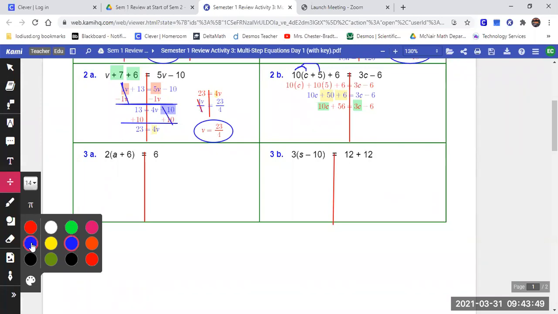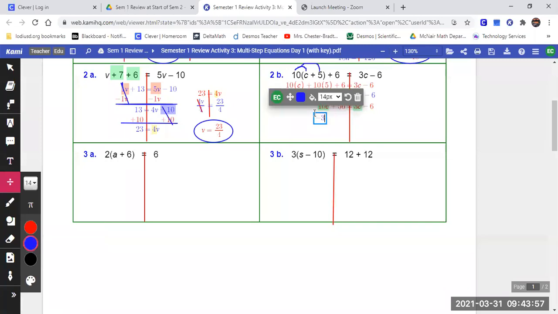How would we zero out a positive 3c? By subtracting 3c from both sides, exactly. Minus 3c on the left side and the right side. Because whatever we do left, we have to do right, which is the purpose of the line. Reminds us we have to jump over.